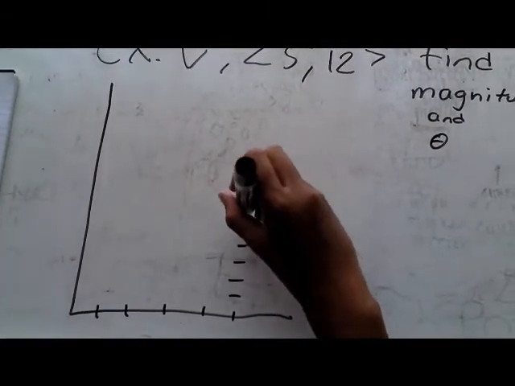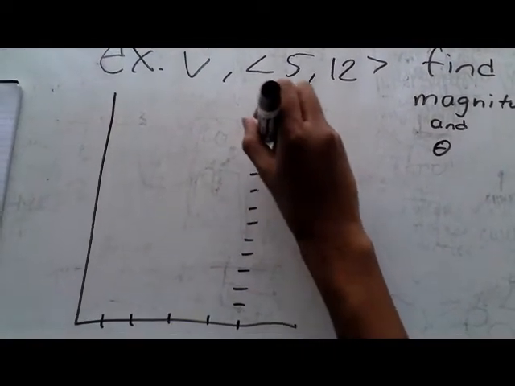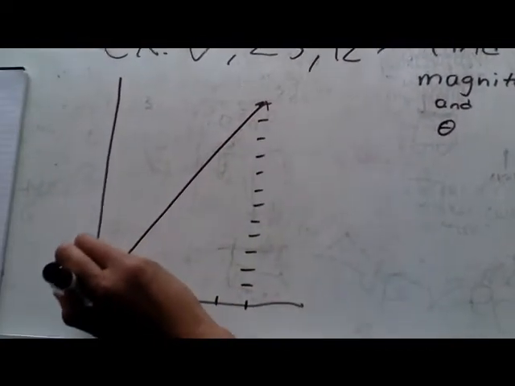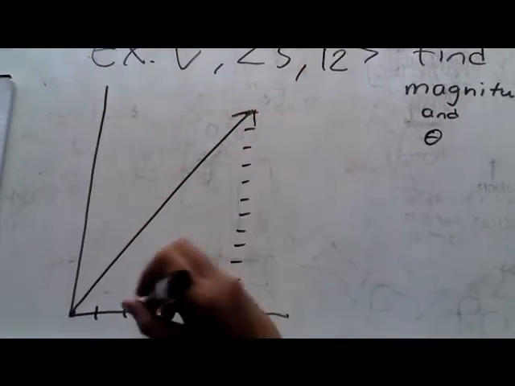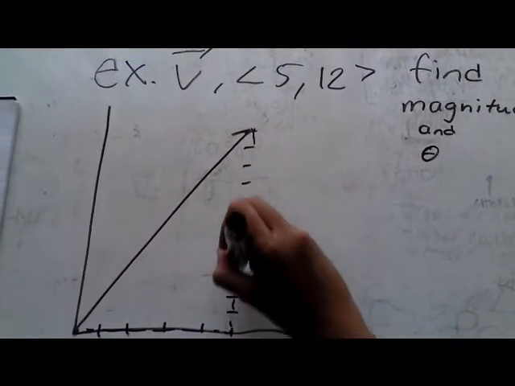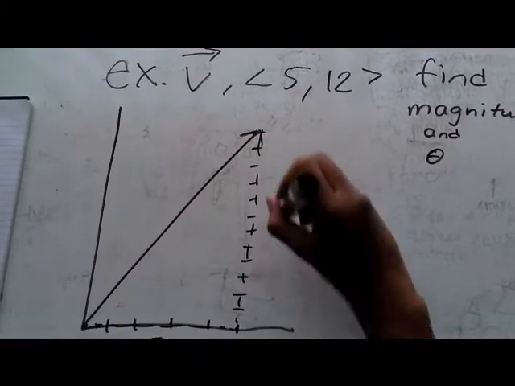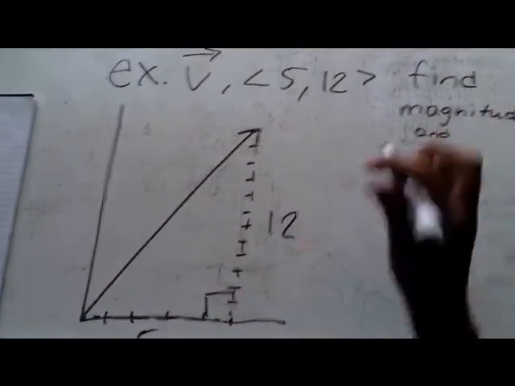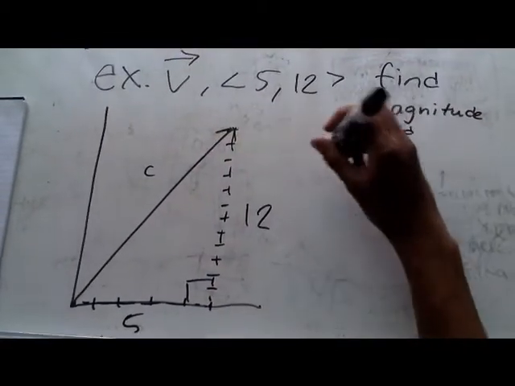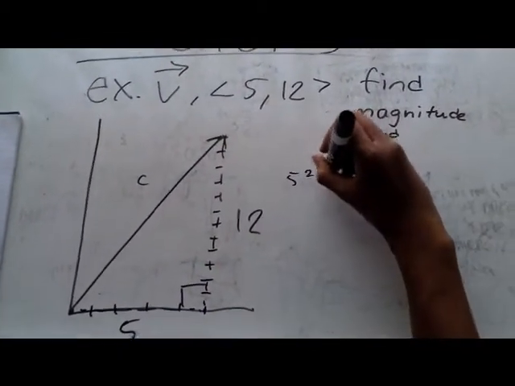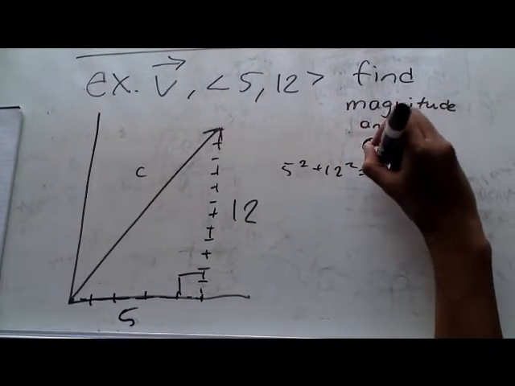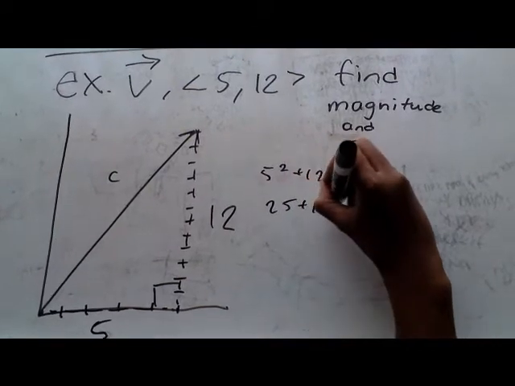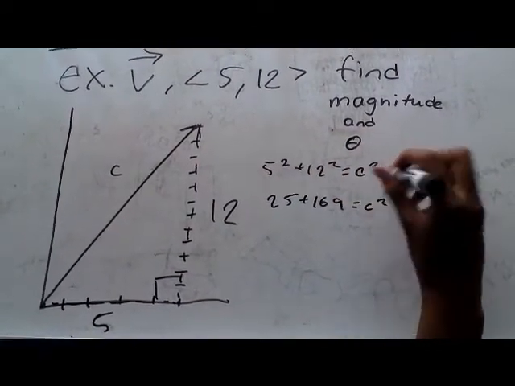1, 2, 3, 4, 5, 6, 7, 8, 9, 10, 11, 12. And as you can see, a vector is forming. This makes a right triangle. We can use the Pythagorean theorem to find the length. So 5 squared plus 12 squared is equal to c squared, which is the length. And so that's 25 plus 144 is equal to c squared.